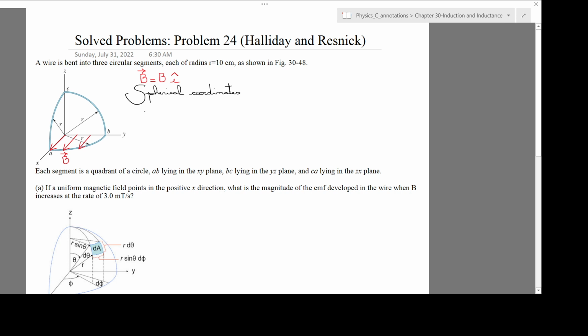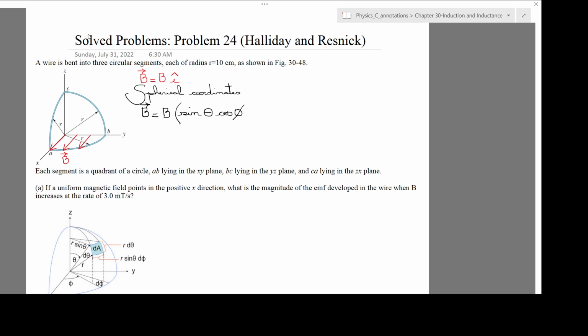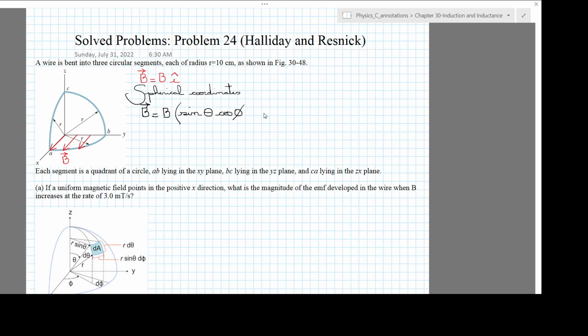in spherical coordinates, the vector B is going to be B times open parentheses, sine theta multiplied by cosine phi, and this is going to be in the radial direction.